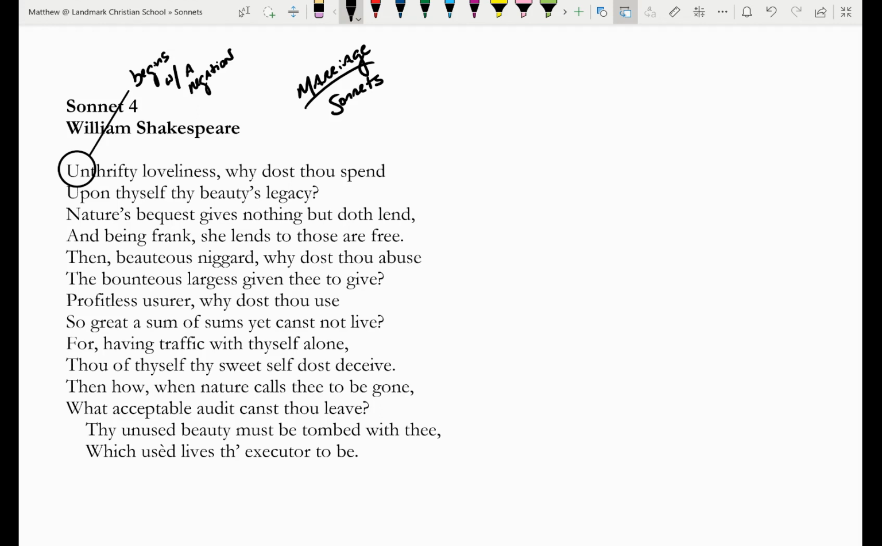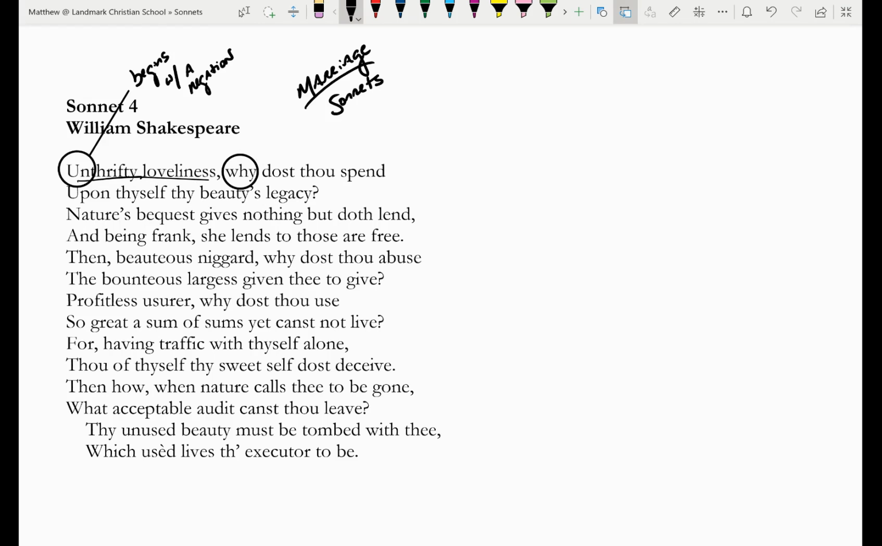The speaker here is admonishing the young man. He's rebuking or correcting his behavior, that we get a sense of this young man being wasteful. He's unthrifty in his loveliness, that he is wasting his beauty, wasting his time in the pleasures of life, all for himself, rather than giving himself over to marriage, giving himself over to having children. And the speaker says, unthrifty loveliness, why dost thou spend upon thyself thy beauty's legacy?